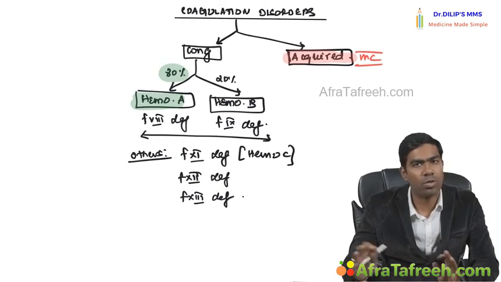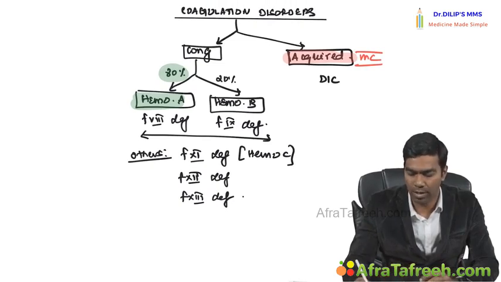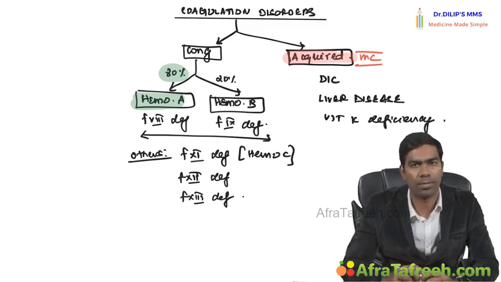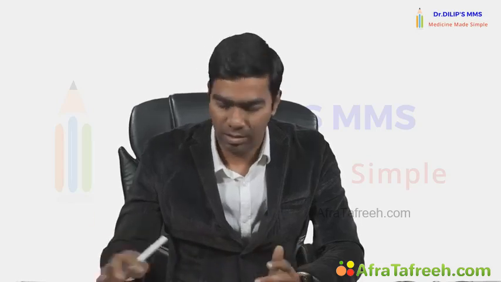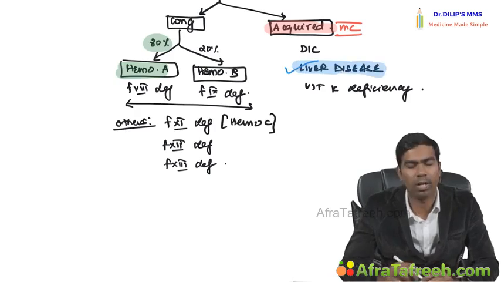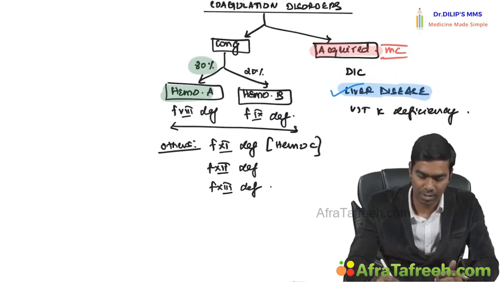Among the acquired defects, the three most important acquired defects of clotting factor are DIC, disseminated intravascular coagulation, then liver disease, and vitamin K deficiency. So these are the things that are really important. Apart from this, if they ask you what is the most common cause of acquired clotting factor deficiency, my answer would be liver disease. That is going to be the most common acquired clotting factor deficiency. Okay, leave the most commons. Anyway, that's not going to be of too much matter here.